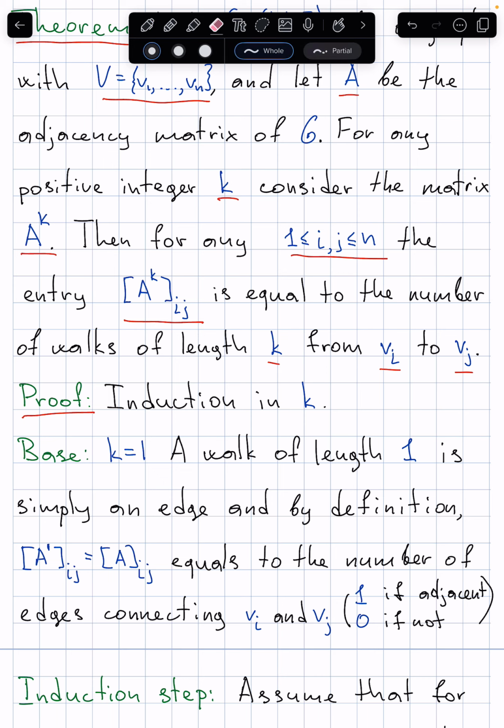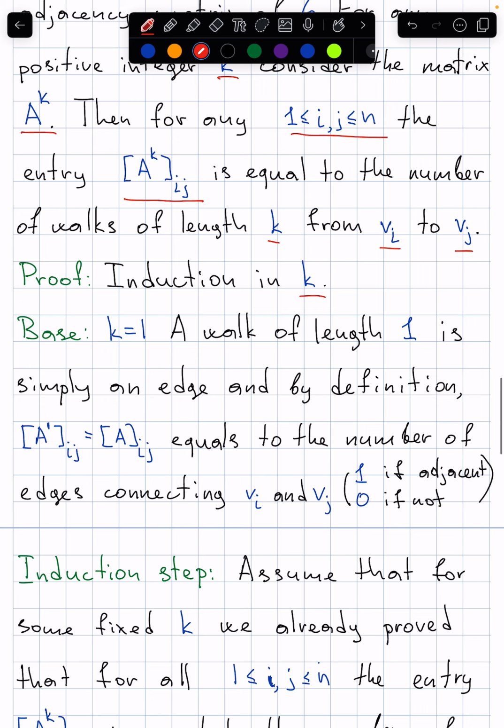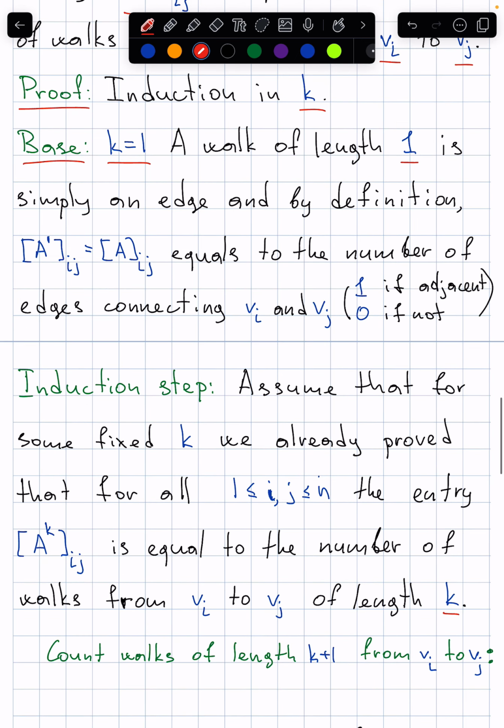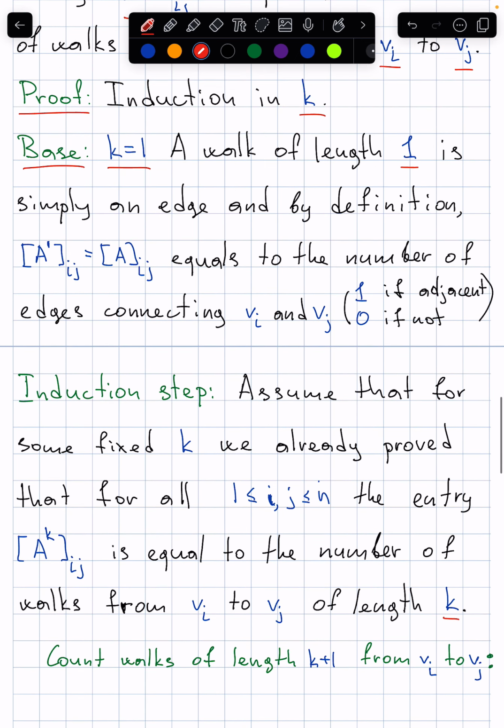Proof. The proof is going to be induction in the power k. The base case is k equal to 1. Walks of length 1 are just edges, and so we exactly get the adjacency matrix. If two vertices are connected by an edge, then there is a walk of length 1 between them. If not, there is no walk of length 1 between them. So that's the adjacency matrix, and that's the base case, k equal to 1.